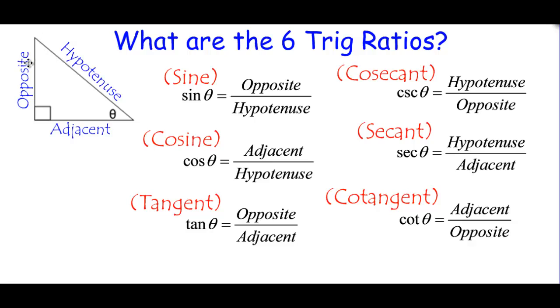So what I would need to know is the 3 side measures. And again, what if they only give me 2? Well, then I can use Pythagorean theorem to find the third one. Tangent is the ratio of the opposite side over the adjacent.